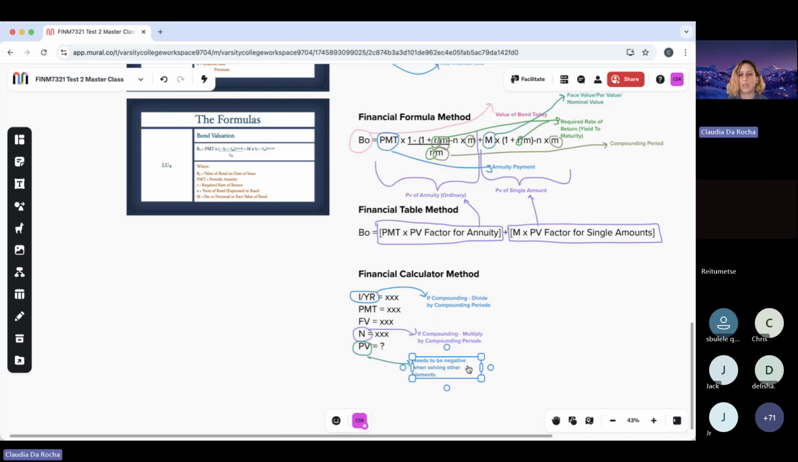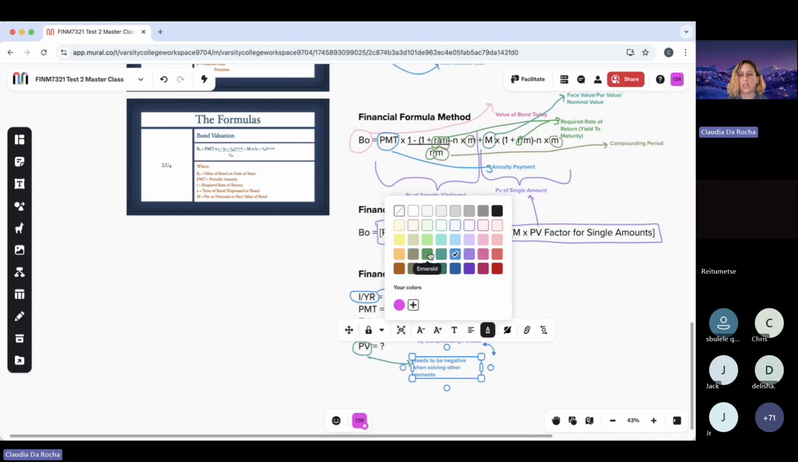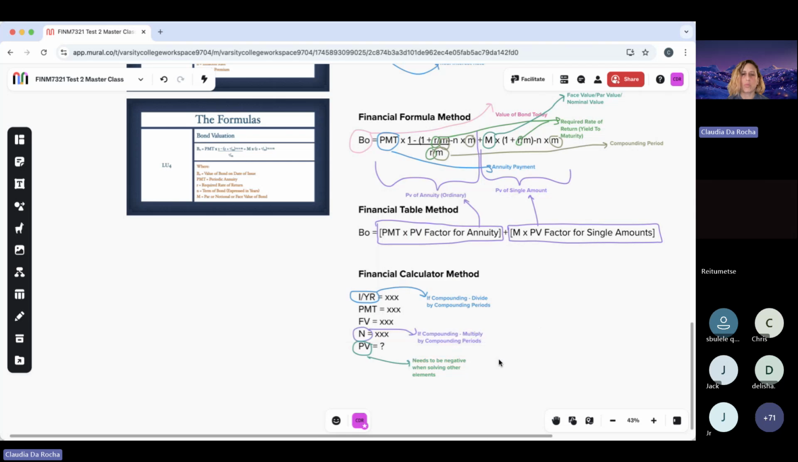Yes, I've just said it needs to be negative when solving for other elements. Because when you do this, whatever answer you get as PV is your PV. But when you have to punch in PV to get interest per year, it will be negative. That's a good comment, so I'll also just note that.